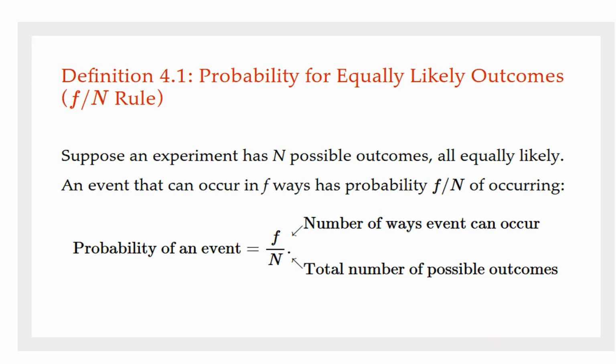And here is the formal definition. Suppose an experiment of N, and notice how it's capitalized here, means its population has N possible outcomes, all equally likely. An event that can occur in f ways, or frequency, has a probability of f over N of occurring. So f is the number of ways an event can occur, over the total number of possible outcomes, and that is equal to our probability.